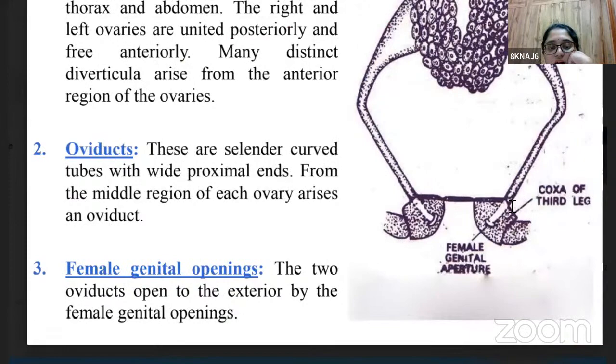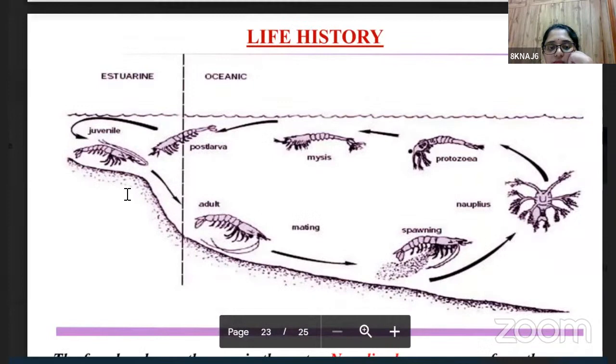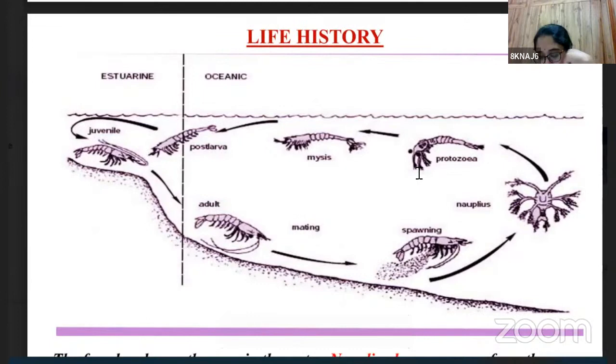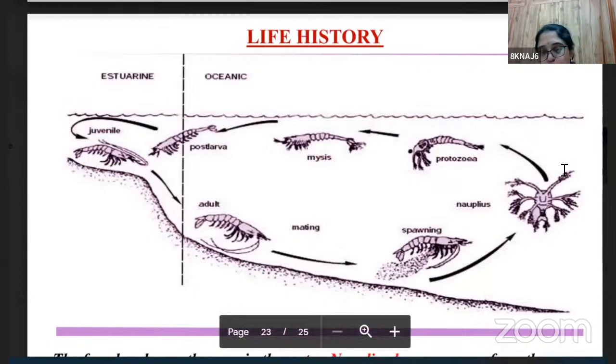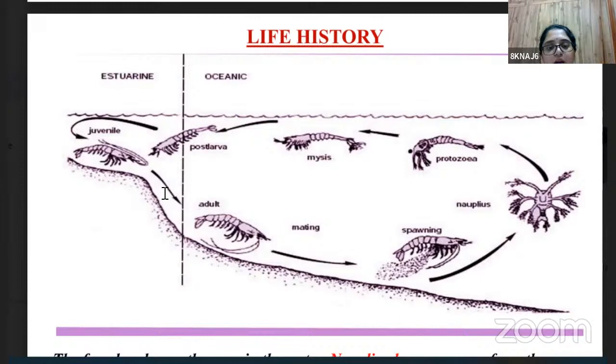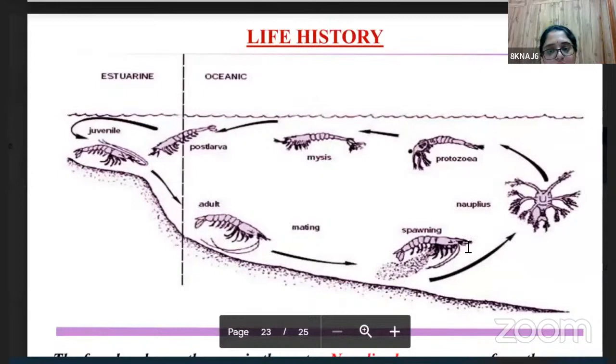When it comes to the life history, it is present in two different places, the estuarine and the ocean. Estuarine is where the freshwater and the salt water meet together. In this, the juvenile forms are present, and from here the juvenile forms the adult. Mating takes place in the ocean. Spawning takes place in the ocean.